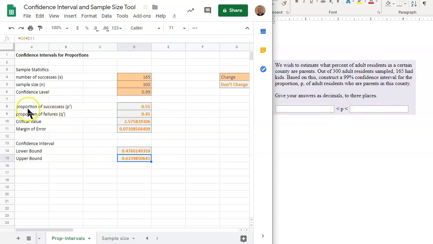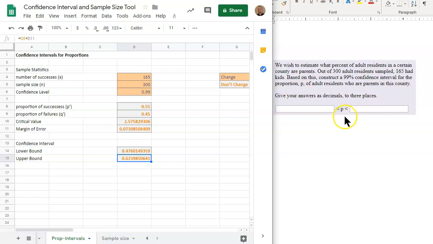Now, as I mentioned before, the proportion of successes is this P apostrophe, but it's typically P hat. And here is P. This is population proportion. So this is sample proportion, P hat. This is population proportion. And the reason that we have population proportion right here is because that's what we're trying to estimate. That's what the purpose of a confidence interval is, to estimate P, the population proportion, the overall proportion.